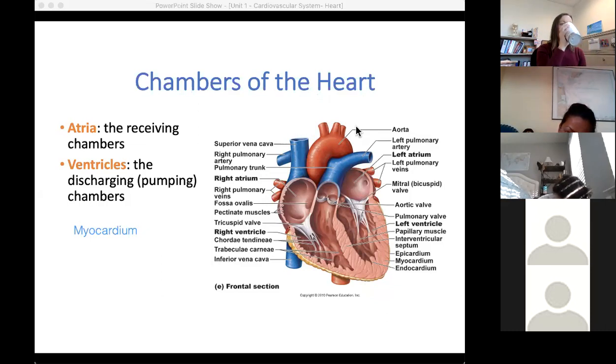I'm sorry, can you repeat that one more time? About the aorta? Yeah, I said, first of all, it's the largest artery in the body, and that the aorta and all of the branches off of the aorta, all of the arteries that come off of it, are sending oxygenated blood to every tissue in the body. Thank you. Yeah.